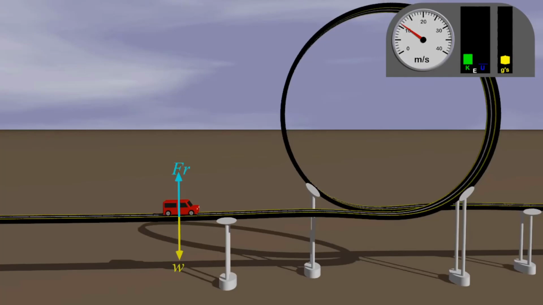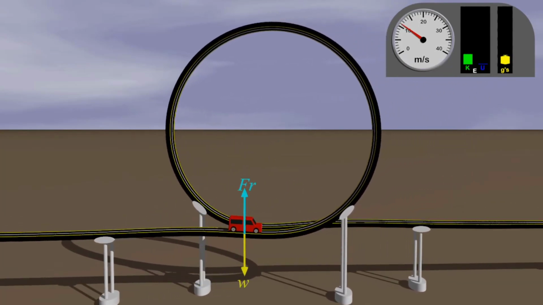Up in the top right-hand corner, you can see the speedometer, showing that the vehicle is going at 11 meters per second. And for your information, it's heading towards a loop of radius 12 meters. The other things shown in the top right-hand corner are the kinetic energy, illustrated by the green bar, and the g-forces being experienced by the driver, shown by the yellow. The one I want you to look out for is the blue bar, which will shortly appear between those two, showing the gravitational potential energy of the vehicle. So let's restart the video.